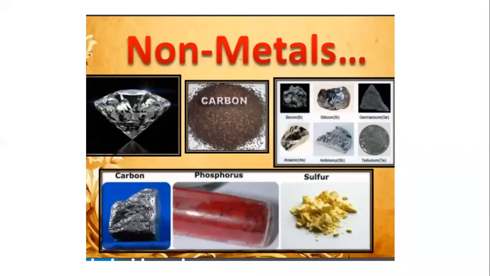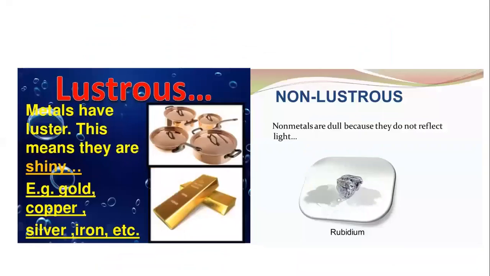How to differentiate between them? How will I know that something around me is metal and something around me is non-metal? Okay, so the first thing which we studied was the physical properties of these metals and non-metals, right?